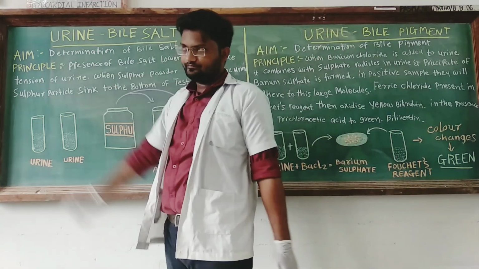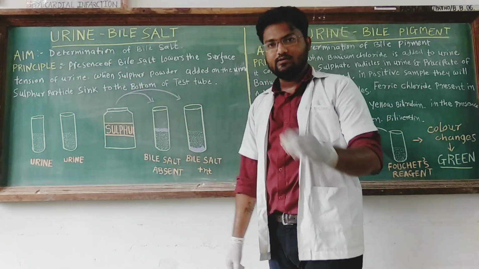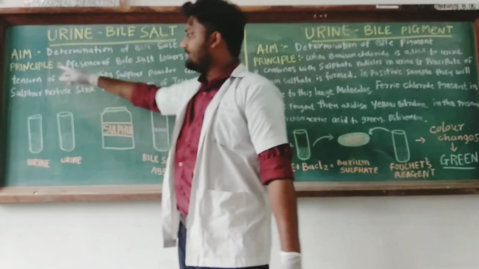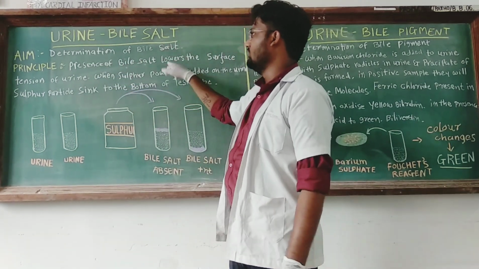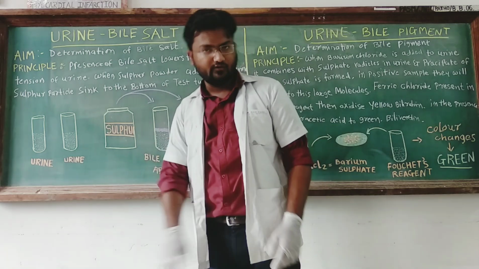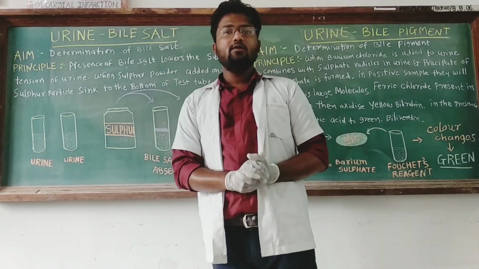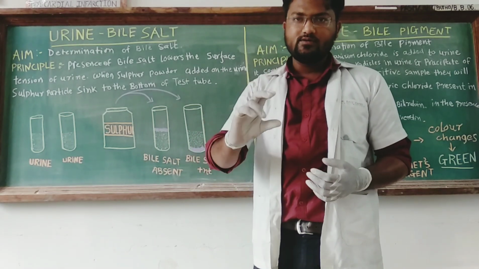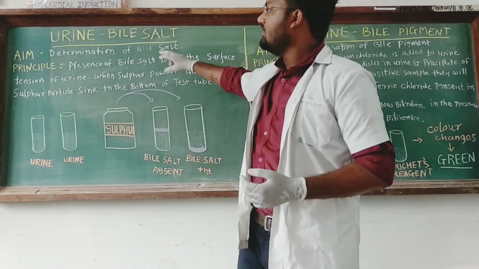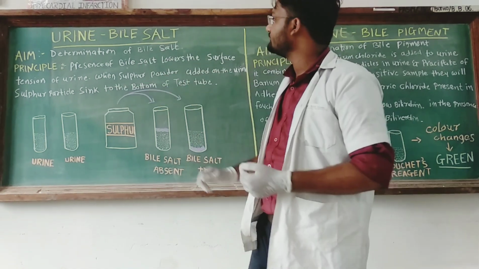A, determination of the bile salt in the given sample. Principle: the presence of bile salt lowers the surface tension of the urine. That means in a urine sample, the presence of bile salt lowers the surface tension of the urine.